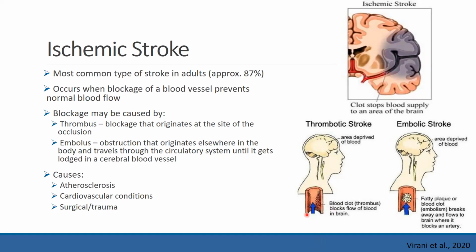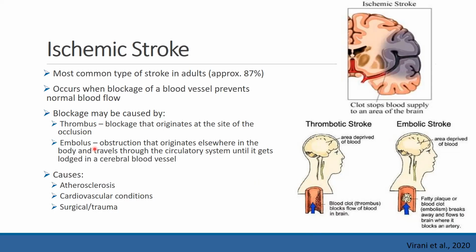originates at the site of the occlusion. So most commonly what this is, you get some fatty plaque buildup on the inside of your artery. And then either it bleeds and a blood clot is formed right there, or it pinches off that artery completely. And again, therefore blood can no longer flow through that artery.